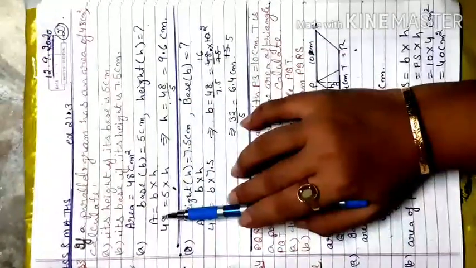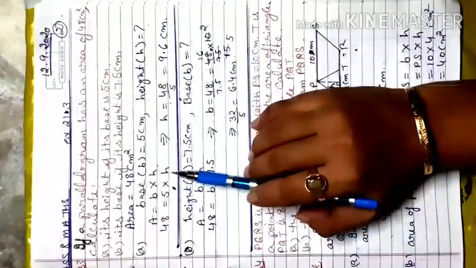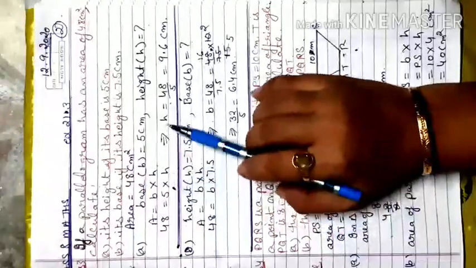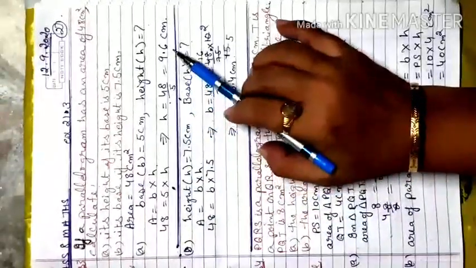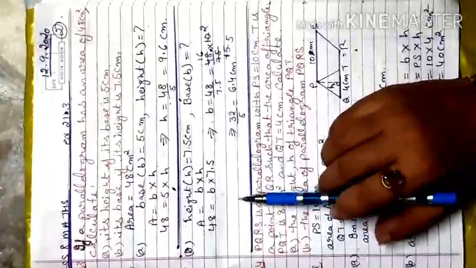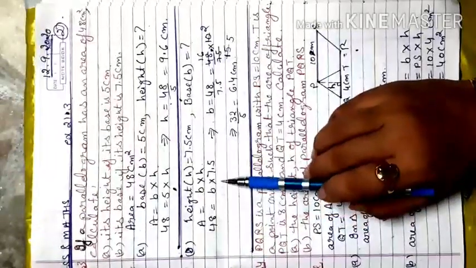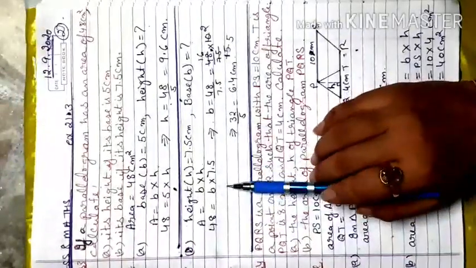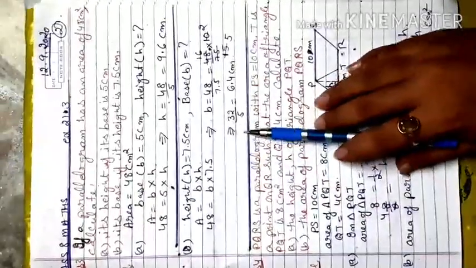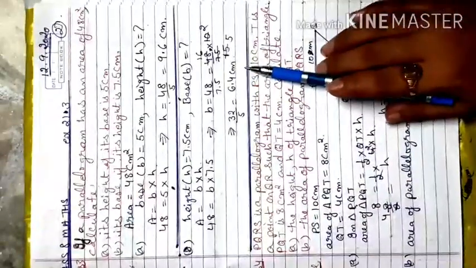Area of a parallelogram is base into height. So height you have to find. We apply the values. Height is equal to 48 by 5, which is 9.6 centimeters. Similarly, if the height is given, you have to find the base. Apply the same formula. After calculation, you will get the base as 6.4 centimeters.